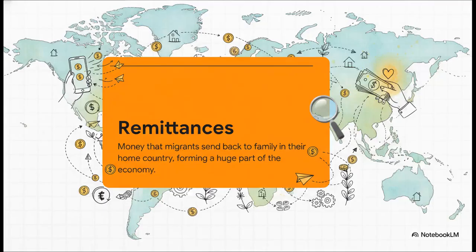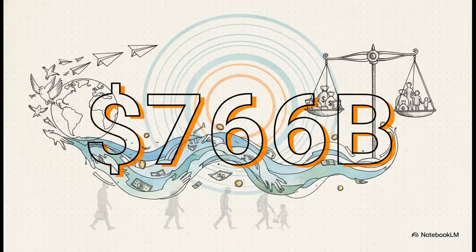You know, one of the biggest economic effects of all this movement is something called remittances. This is the money that migrants send back home to their families. And for countless families, and even for some entire countries, it's an absolute economic lifeline. And that number, $766 billion, it's just staggering. To put that in perspective, that is way more than all the foreign aid given by all the countries in the world combined. It just shows you the incredible economic power of migration on a personal and a global scale.